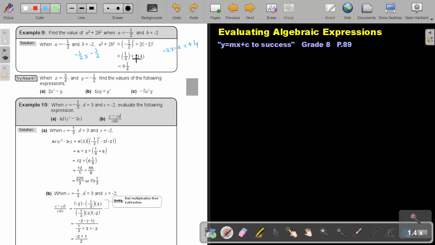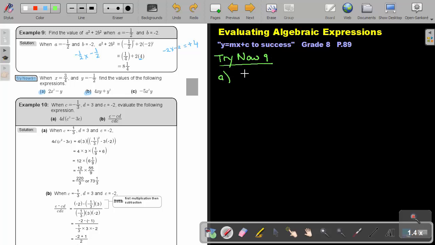And now you can simplify by saying 2 times 4, that's 8, plus a quarter will give me 8 and a quarter. I want you to try now 9, number A and B. Stop the video, and as soon as you are finished, you can continue with the video. Okay, let's try now 9.